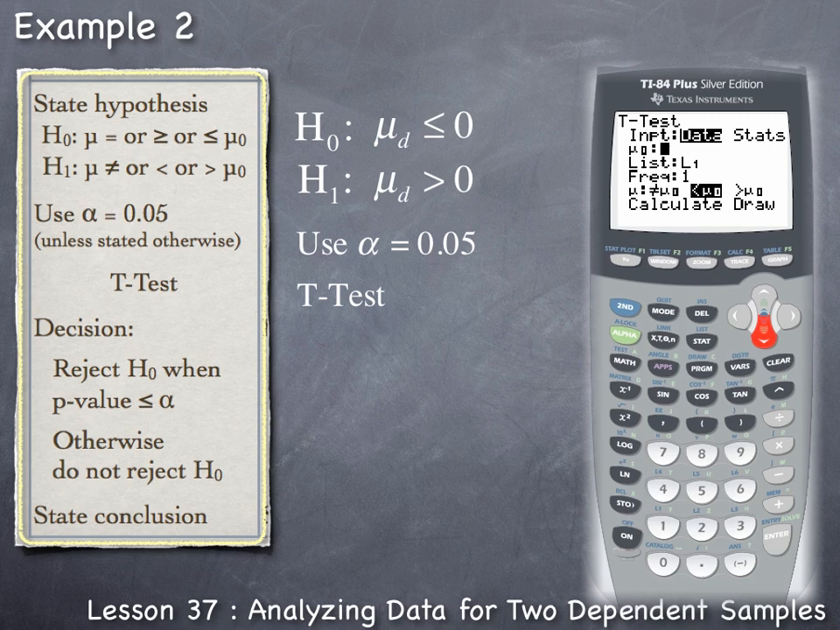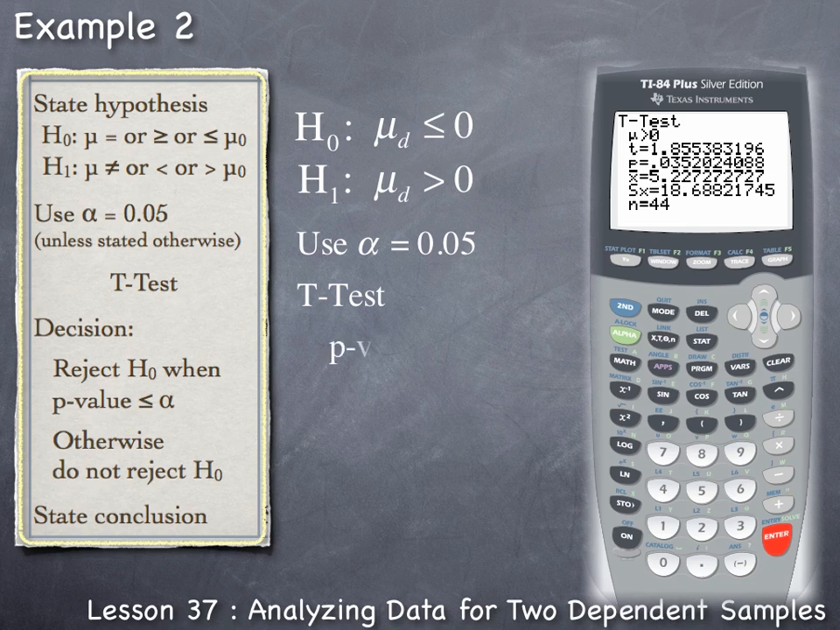mu0 is the actual number in the hypothesis, which is 0. The list of data where we entered the differences was L1. Freq is 1 because each data value came from one student. H1 has the greater than inequality, so I arrow over to the greater than and press Enter to select, and then down arrow to Calculate. Enter gives us our results of the t-test. Now, the result that we need to make our decision is the p-value, and that's the one that says p equals. Here, rounding off the p-value to 3 places after the decimal, we find that the p-value is approximately 0.035.